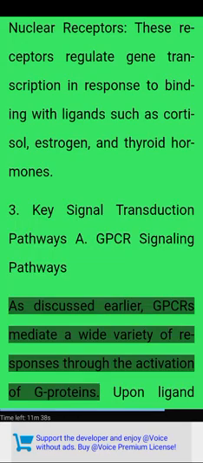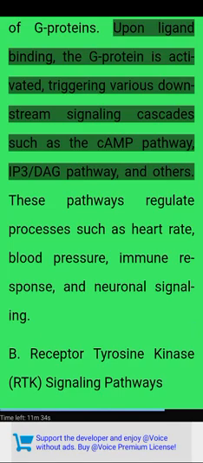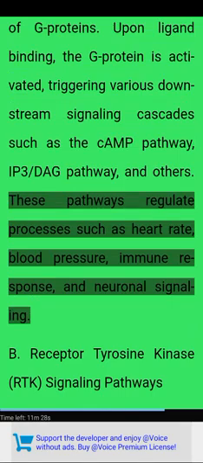3. Key signal transduction pathways. GPCR signaling pathways: as discussed earlier, GPCRs mediate a wide variety of responses through the activation of G proteins. Upon ligand binding, the G protein is activated, triggering various downstream signaling cascades such as the cAMP pathway, IP3-DAG pathway, and others. These pathways regulate processes such as heart rate, blood pressure, immune response, and neuronal signaling.